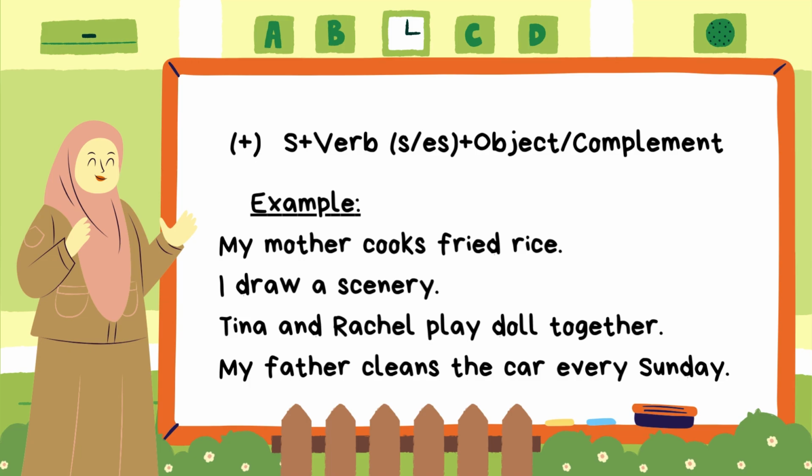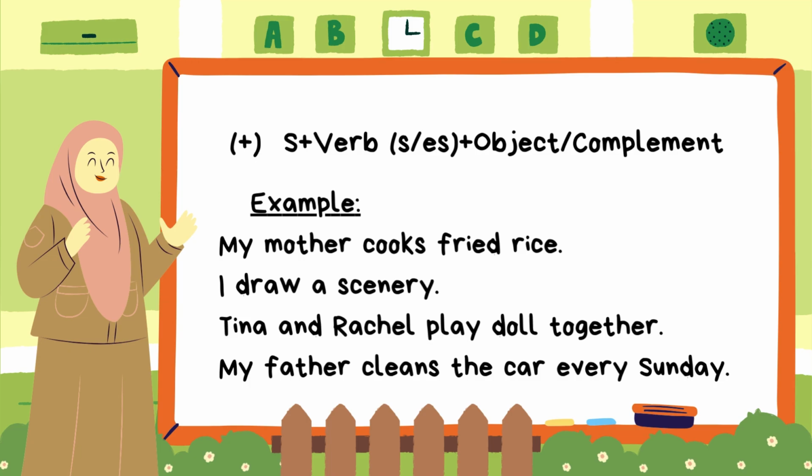The first form we will learn is positive form. Subject plus verb with s or es, and then object and complement. Okay, we will learn in the example. My mother cooks fried rice. My mother as a subject, cooks as a verb with s because my mother is a singular subject, and then fried rice as object. The next, I draw a scenery.